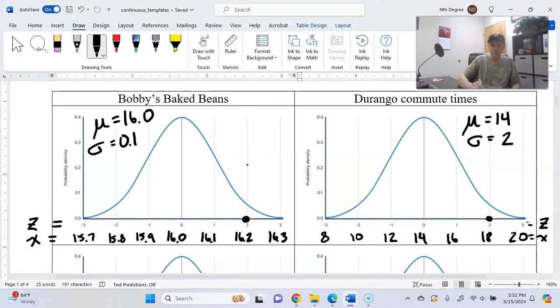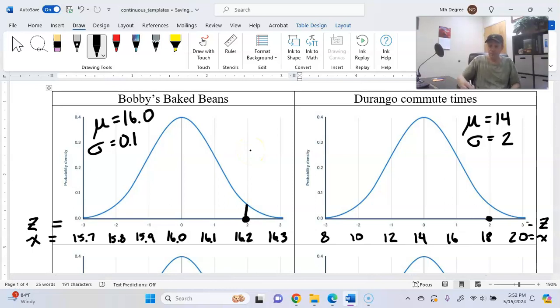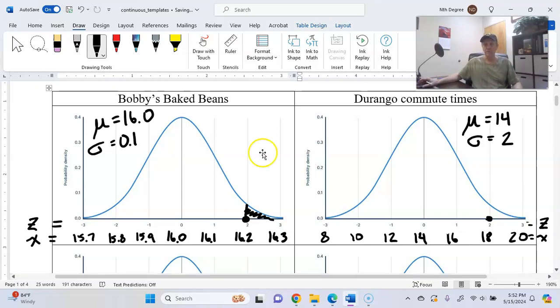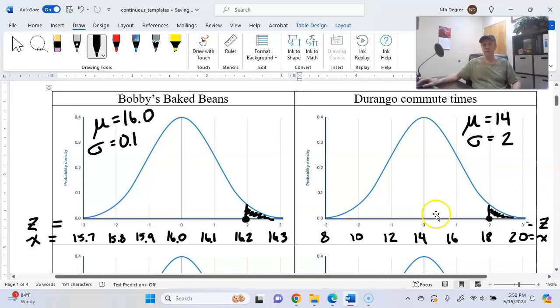So what region of this distribution would be the beans that weigh more than 16.2 ounces? Well, 16.2 would be the cutoff, and the cans that are more than that are farther to the right. So we'd be measuring the area of that right tail. And likewise, the commuters who take longer than 18 minutes are those that are cut off by this 18 minutes, Z-score equals 2. Longer than means to the right. So it would also be the area of that right tail. So when we standardize these curves, we find that those percentages or probabilities would be exactly the same.